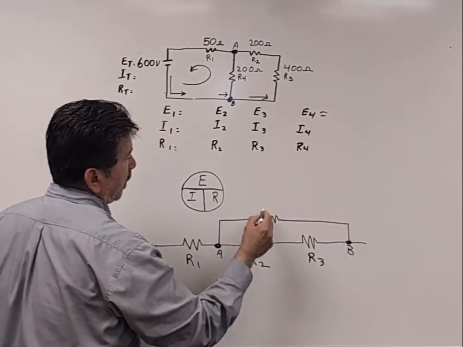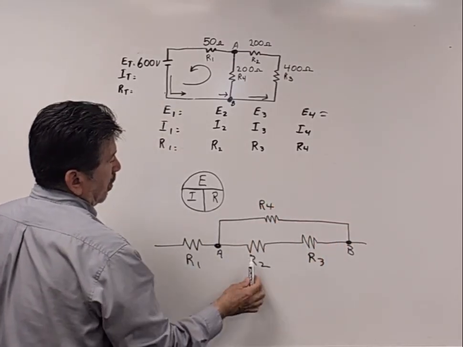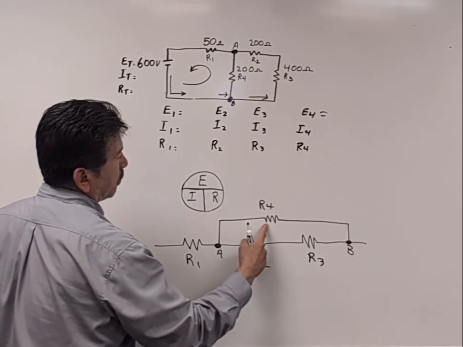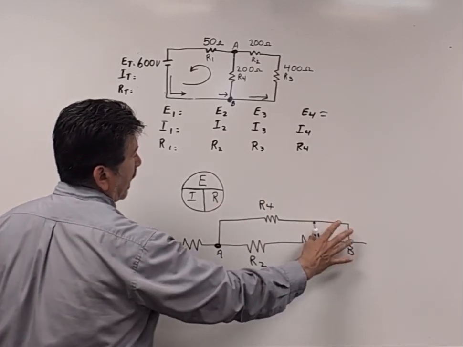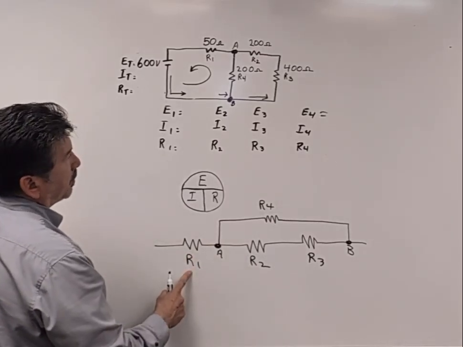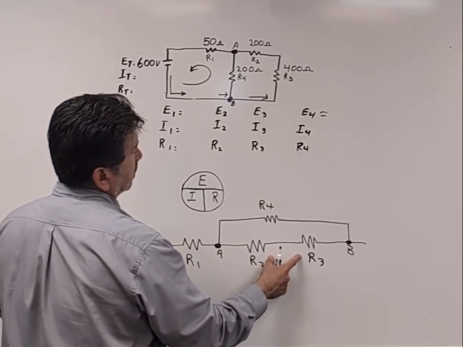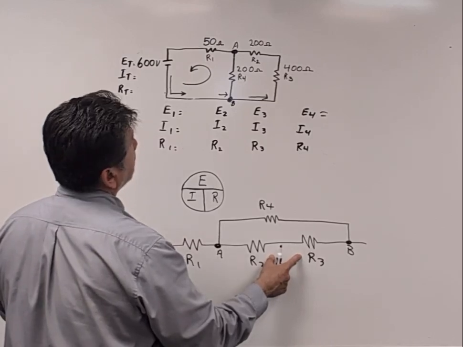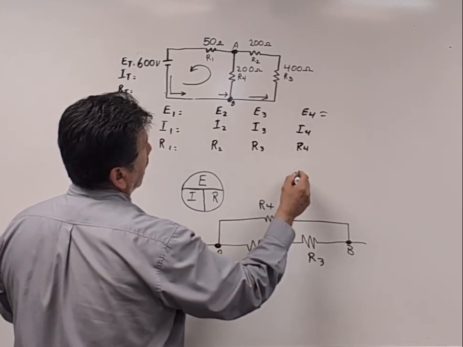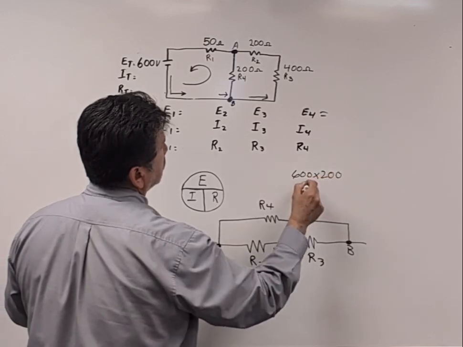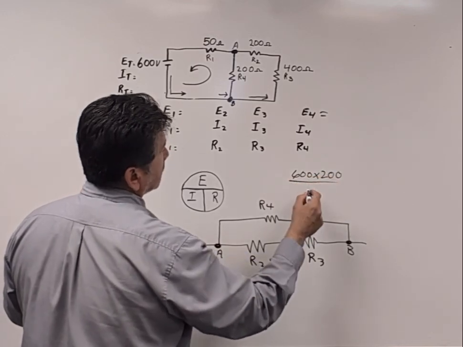I can see now that 2 and 3 are series to each other, parallel to R4. This whole value series to R1. So if I add 2 and 3 together, I have 600, parallel to 200. I can do my product over sum when I have two resistors. That, to me, that's the easiest way.